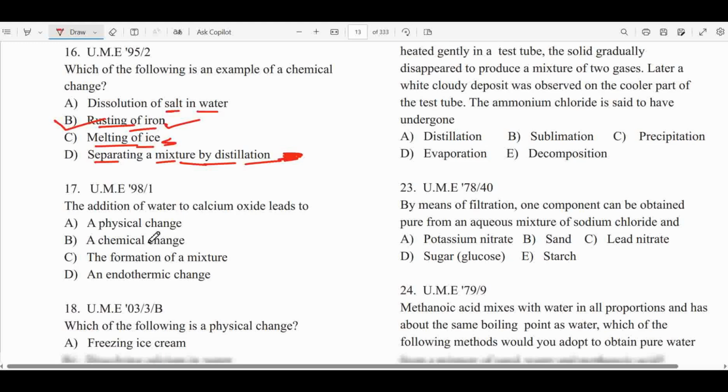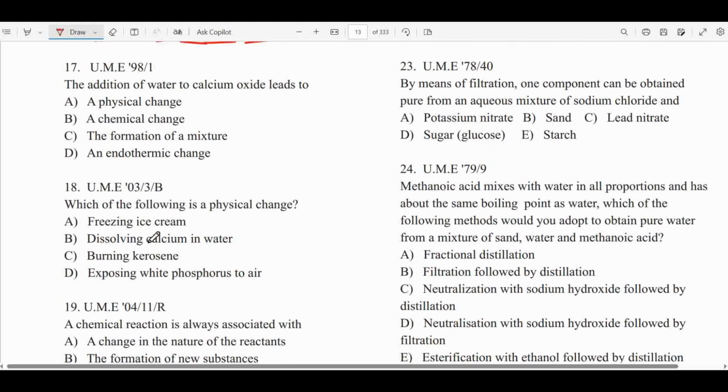Now let's continue with question 17. The addition of water to calcium oxide will lead to a physical change, a chemical change, the formation of a mixture, endothermic change. Of course, you know with this kind of question, your answer is between A and B. It's a question that is testing your knowledge on what the physical or chemical change is. But what exactly is happening when you add water to calcium oxide?